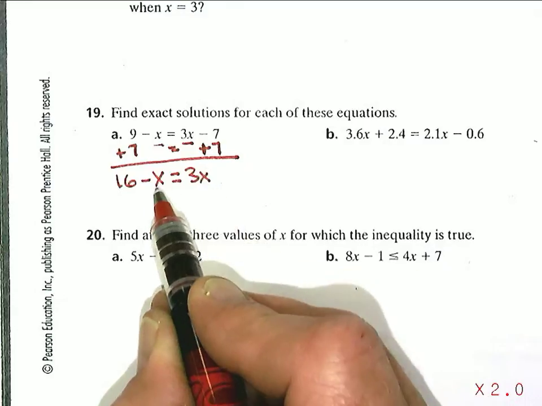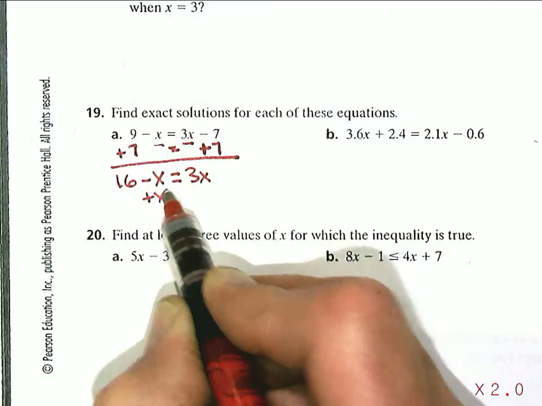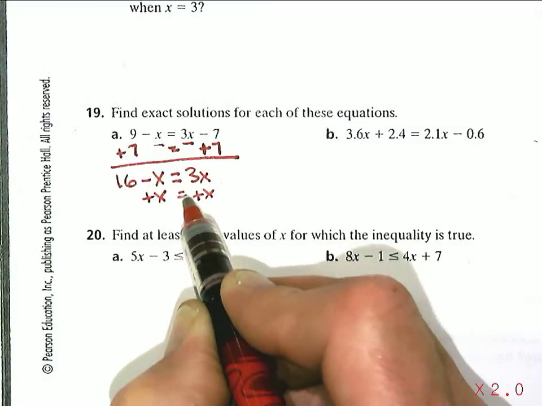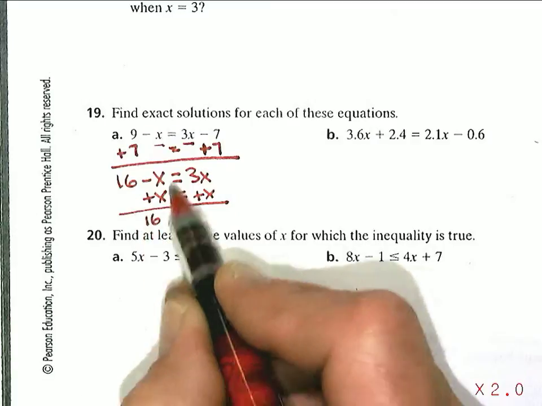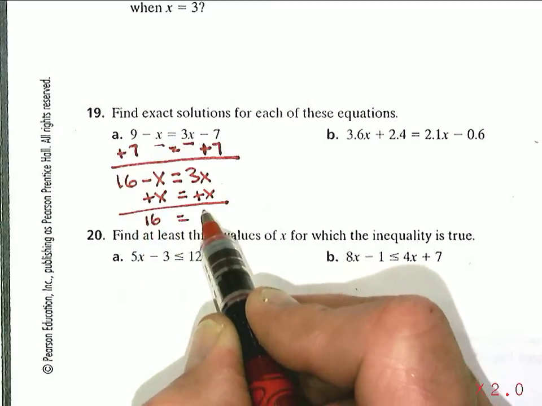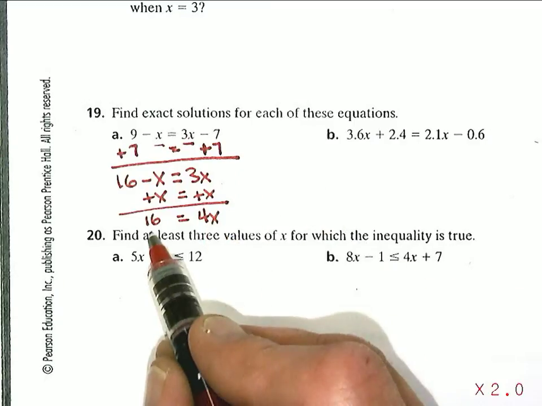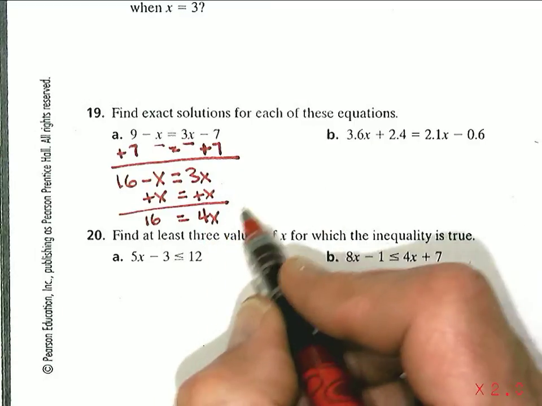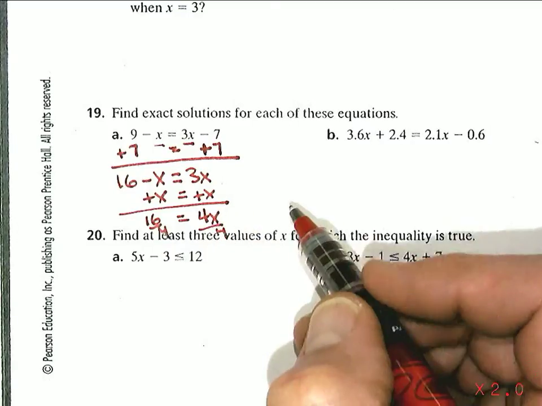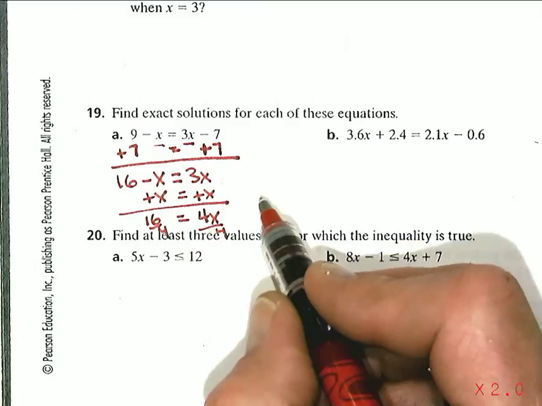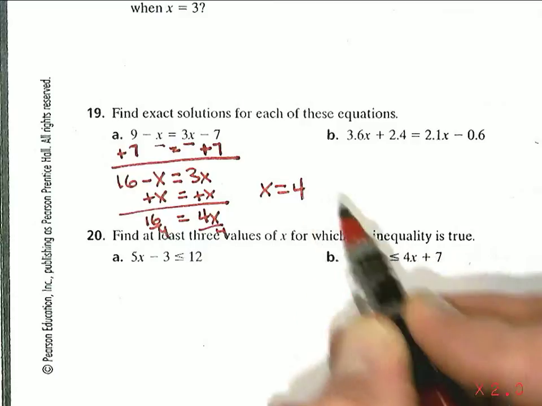So I have 3x here, and a negative x there, and a 16 there. And I'm going to add x to both sides of the equation. And now I have 16 over here, that becomes 0, equals 3x plus 1x is 4x. And so now I can see that 16 equals 4 times x. Well, it shouldn't be too hard to figure out now that if I divide both sides by 4, then 16 divided by 4 is 4. And so x equals 4 for that problem.